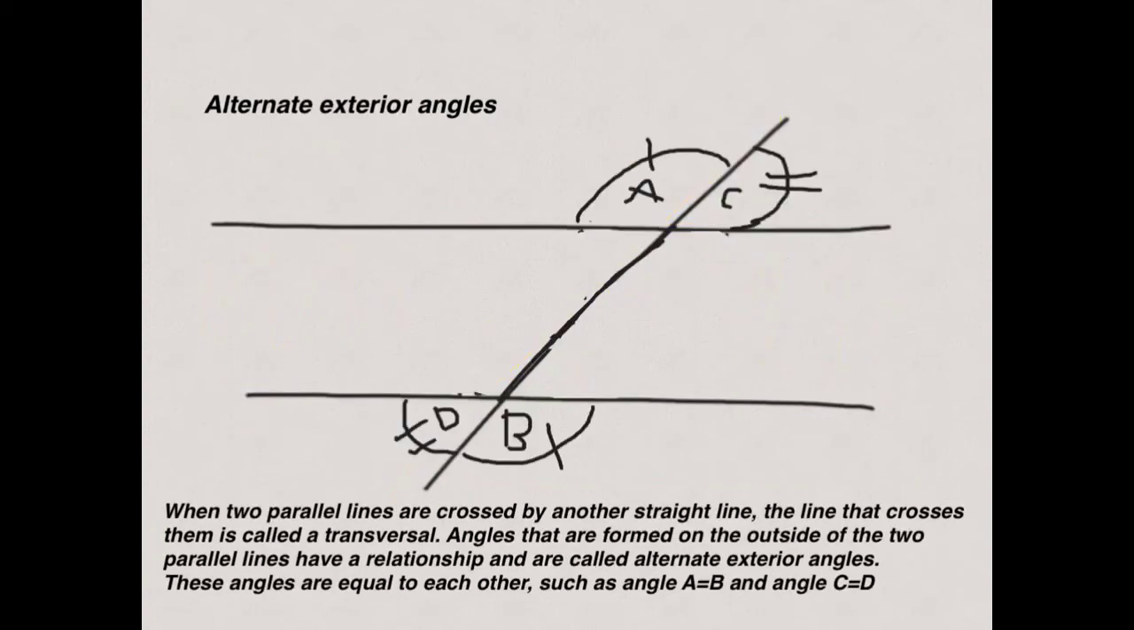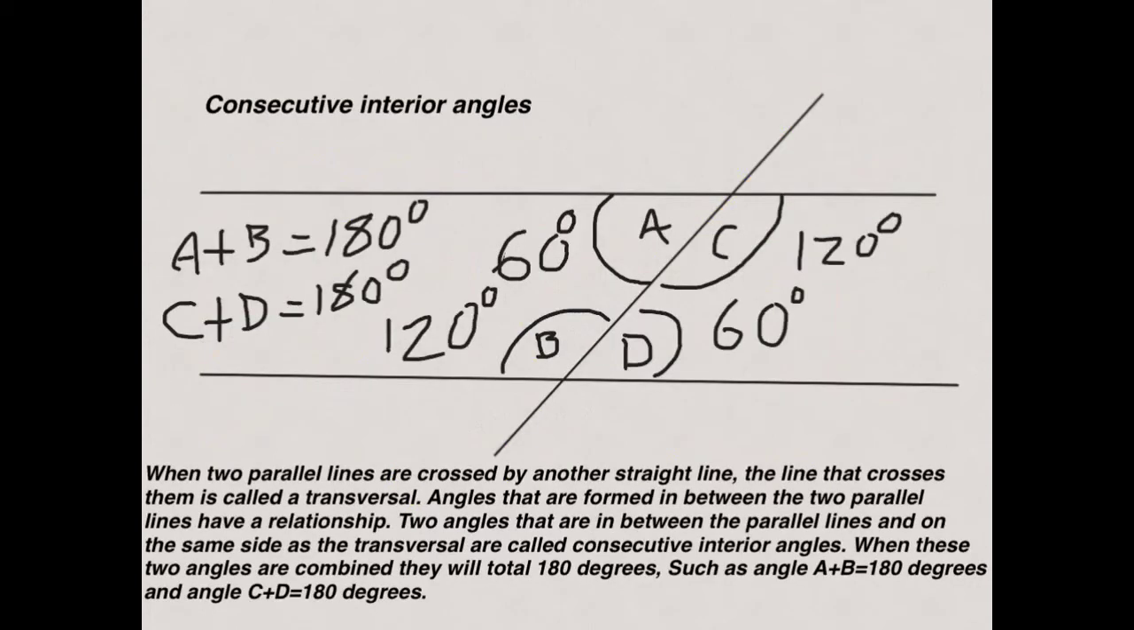Then we have alternate exterior angles. Right now I just showed you the inside of the two parallel lines. Well, I also have what's outside. This is the exterior. Alternate exterior angles would be these two angles right here, which are equal to each other, then these two. Again, on opposite sides on the outside. Okay? And then finally we have what's called consecutive interior angles.